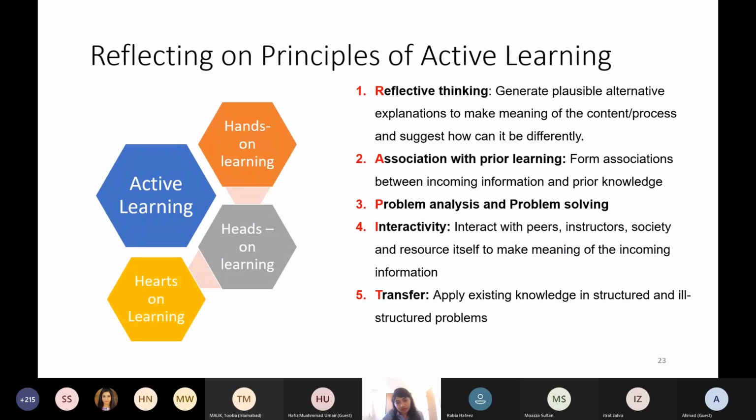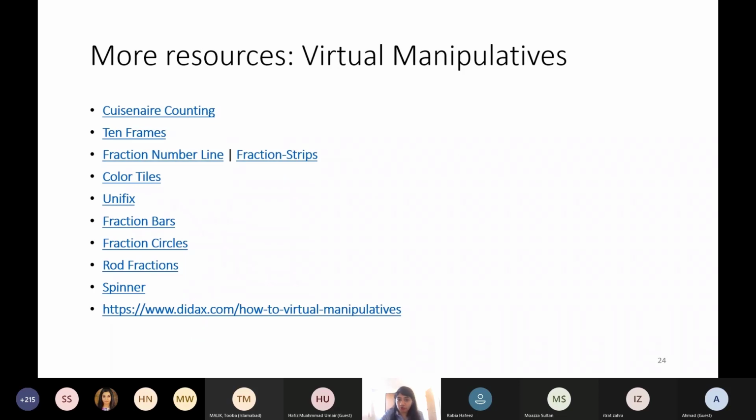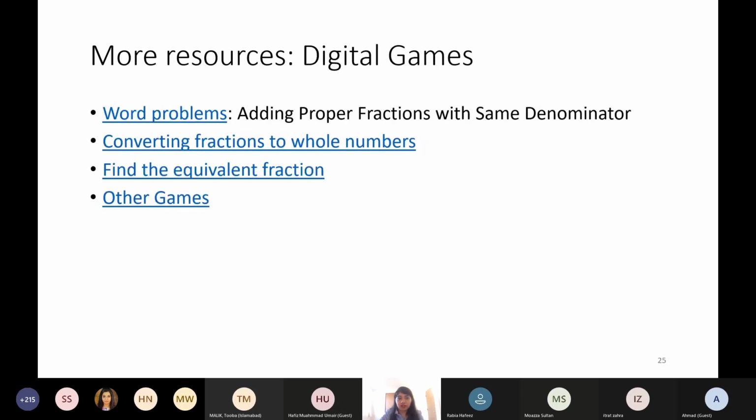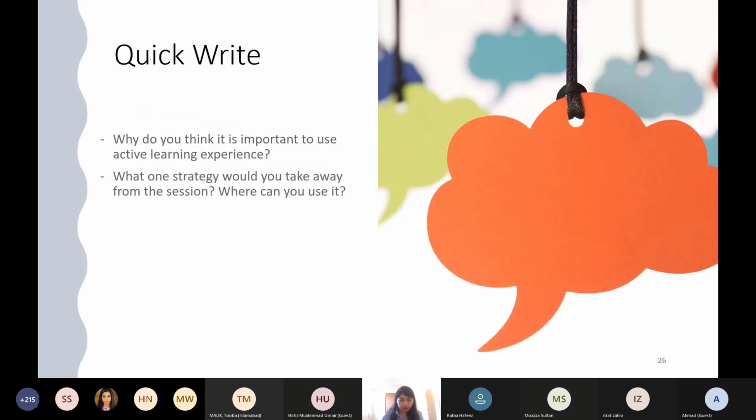When you are planning your classroom lessons, some of you already use some of these strategies, and you might have learned one or two new ones, but this gives you a framework to fit what can be added and what can be enhanced in your own lessons. There are some more resources that I've shared. Feel free to skim these and use them in your classrooms. There are some digital games in my presentation, and I want you to write a quick write for me, one sentence for each of the questions.